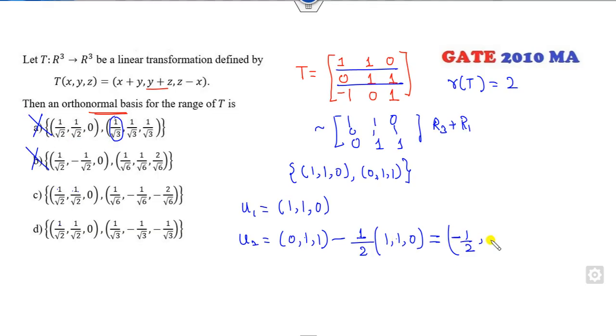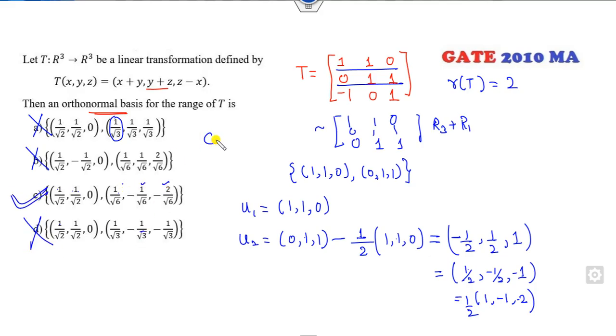Fine. 1 minus half is half. Here is a 1, I need a minus 1, so first value is positive. So I can make this value also as half, minus 1, 1, minus 1, minus 1, 1. Now the denominator is the same, so I can take 1 by 2 as common. 1 minus 1 minus 2, 1 minus 1 minus 2. So this option is also cancelled. C is my right answer of this problem.